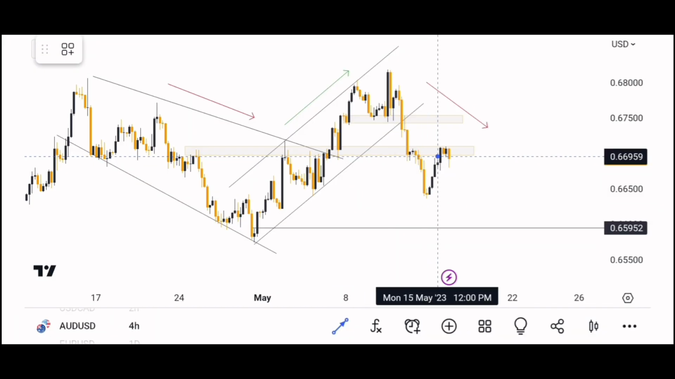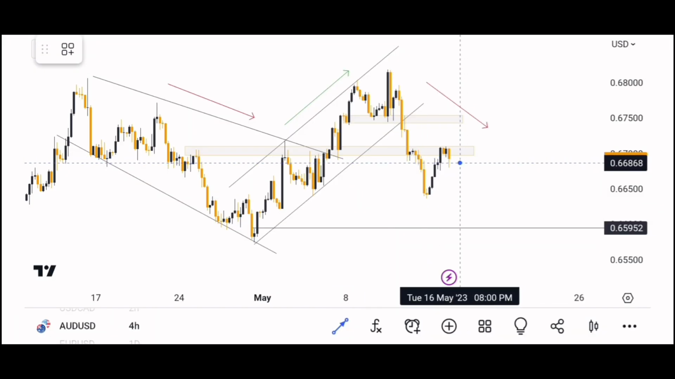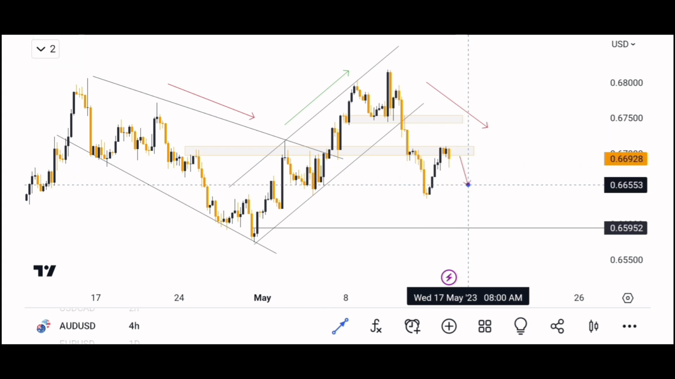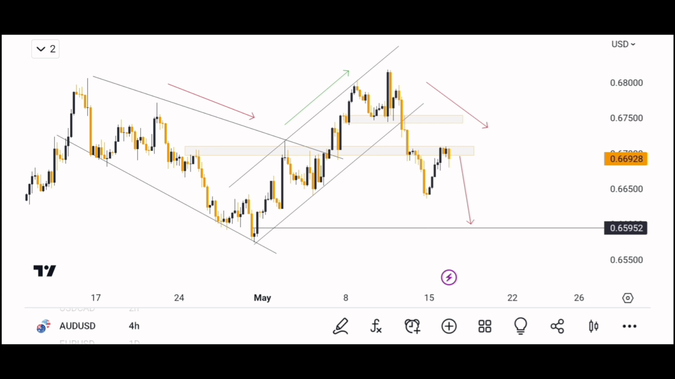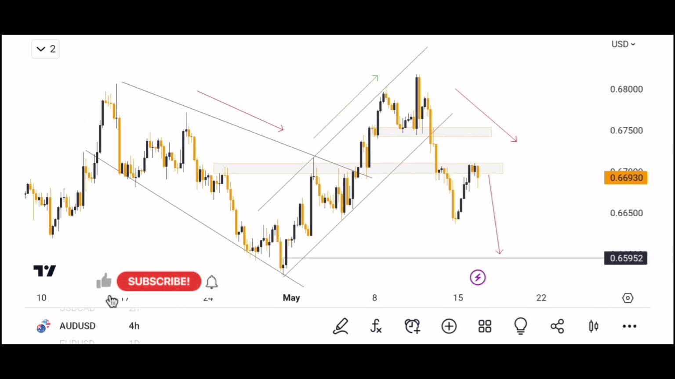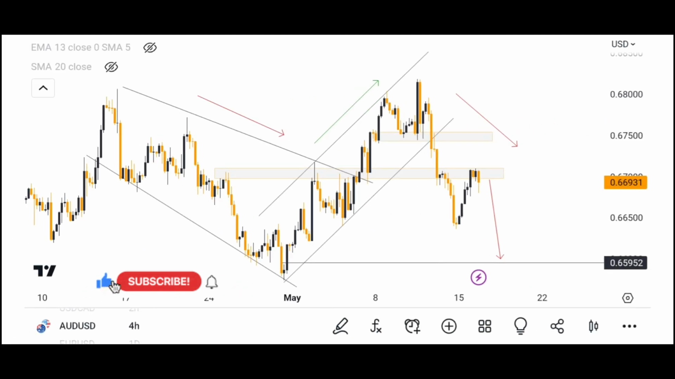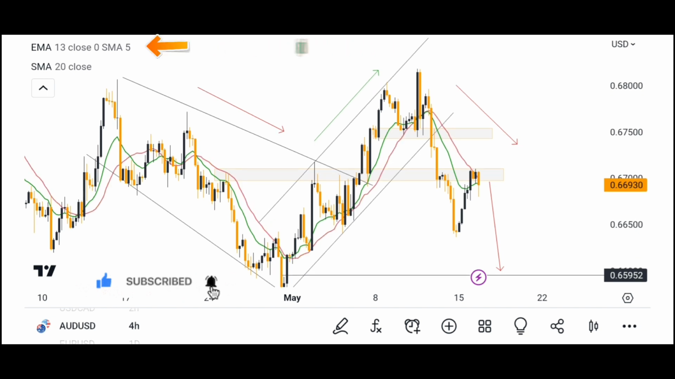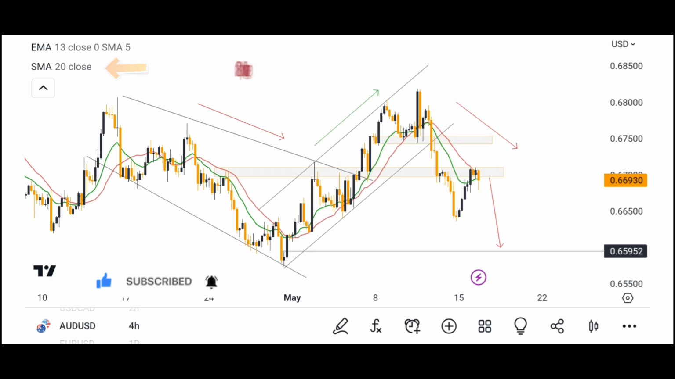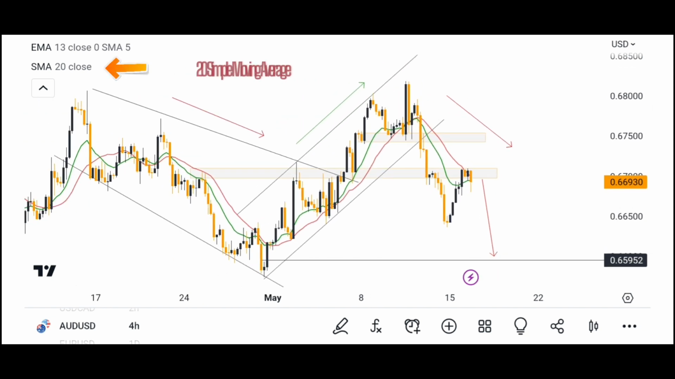So up until here, you can already kind of tell where the market is headed, but we are not done with our analysis yet. Be mindful that we are still on the 4-hour time frame. Then we move on to the next stage, which is using our dynamic support and resistance levels, which are the moving averages. The moving averages are the 13 EMA, that is the exponential moving average, and the 20 SMA, which is the 20 simple moving average.